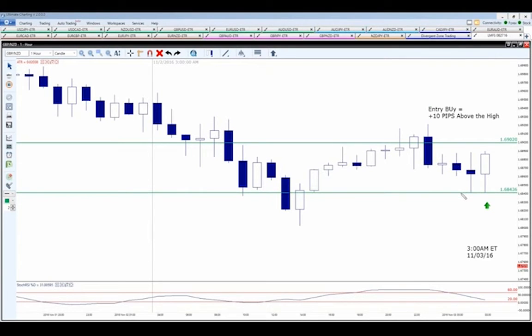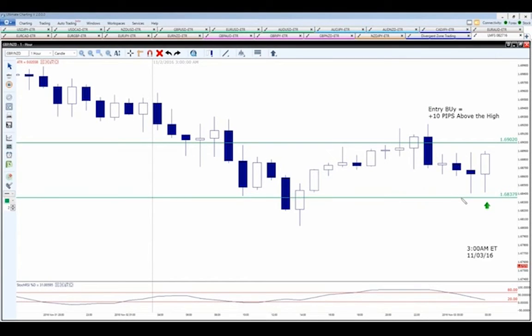So 43 is at 38. Entry sell is going to be minus 5 pips below the low. Same thing we did on that previous trade. Now, Drew's asking once again why 10 pips above, 5 pips below. Drew, I'll let Josh explain that in his video. He'll go into a little more detail. I'm just going to give you some of the basics here.